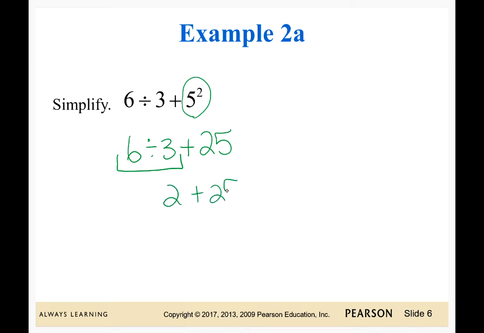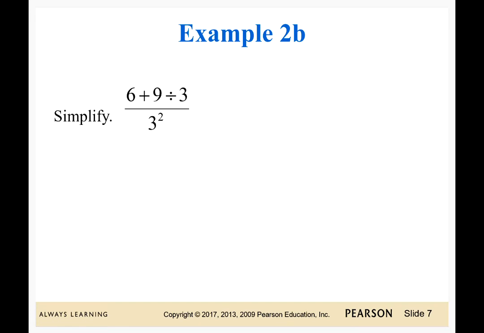And then again, I'm going to rewrite the problem. So every time you do a step, you should be rewriting the problem to make sure that you're showing all your work. All right, and as you can see, the only operator we have left is an addition sign. So 2 plus 25 is 27. So that is my final answer. And notice I've shown all my work. Everything's nicely labeled and right underneath, so you can see the step that occurred before.